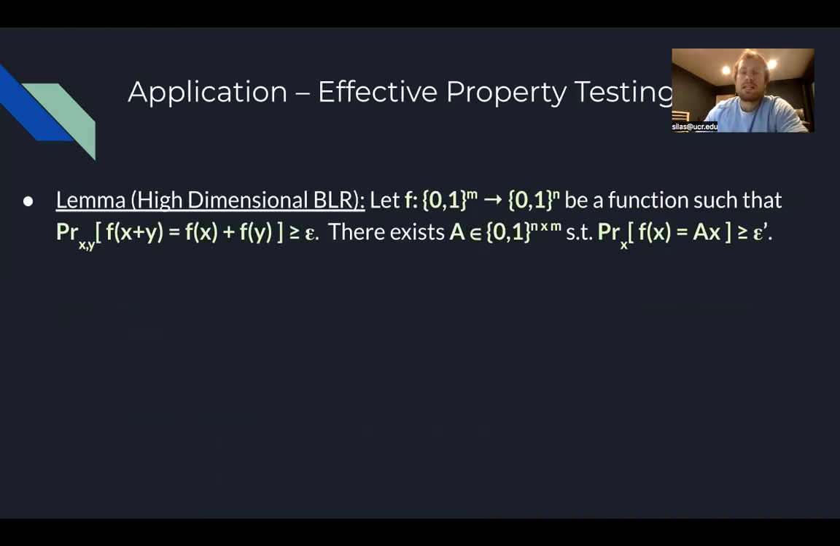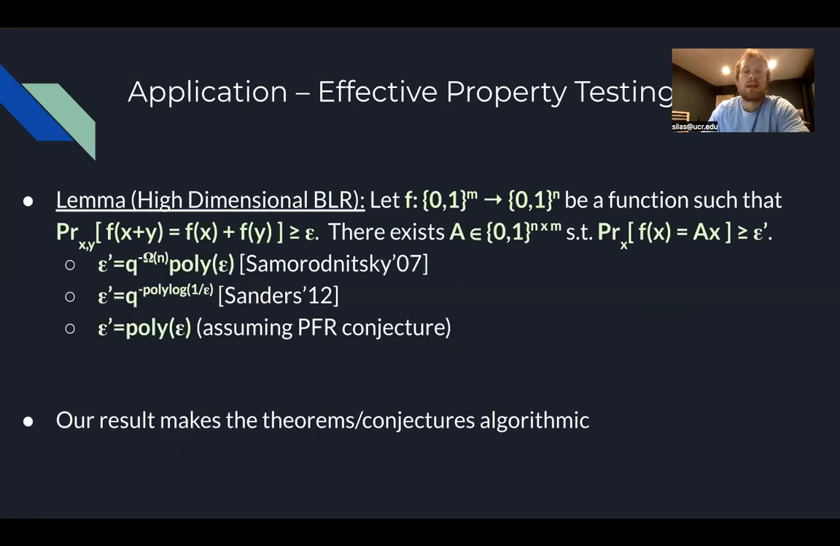And our result, in the same way that the original Goldreich-Levin theorem gave an effective property testing result in the one-dimensional case, our main theorem is going to give an application to effective property testing in the high-dimensional case. So if you start with a high-dimensional version of BLR, which would say that, okay, if you have some function, m bits of input, n bits of output, and it passes a linearity test with probability epsilon, then there exists some linear map such that f agrees with the linear map with probability epsilon prime. Statements of this type would be sort of like high-dimensional analogs of the BLR test.